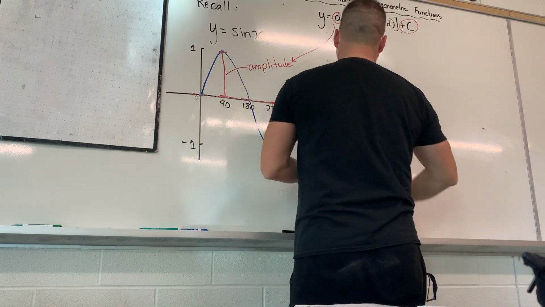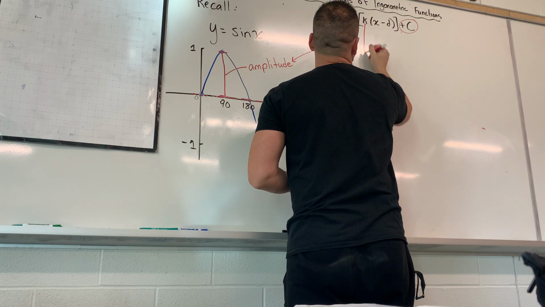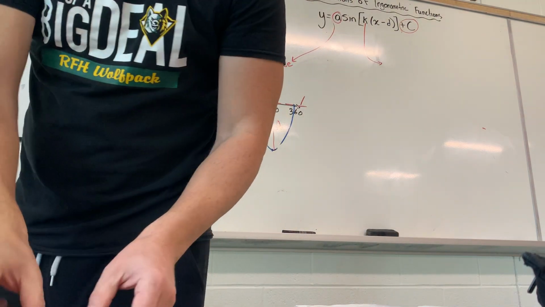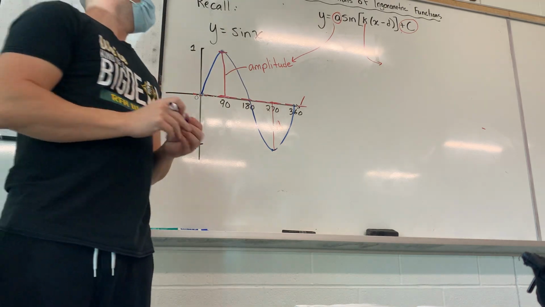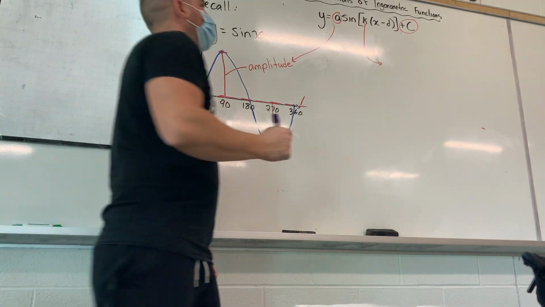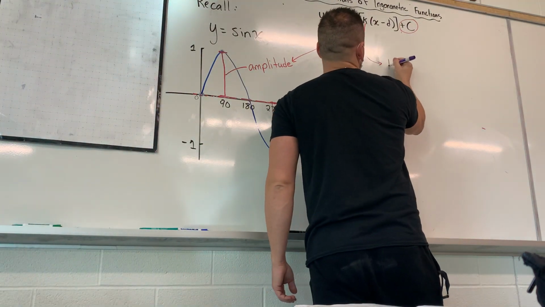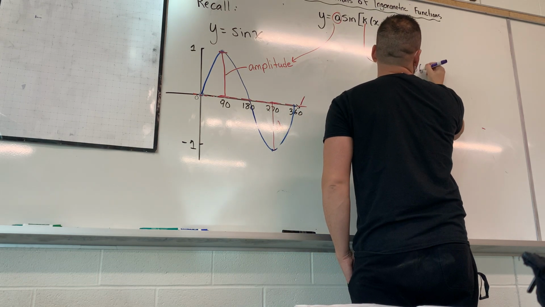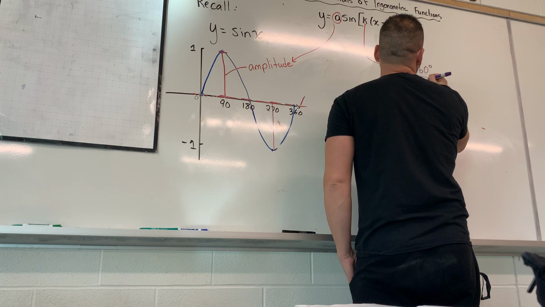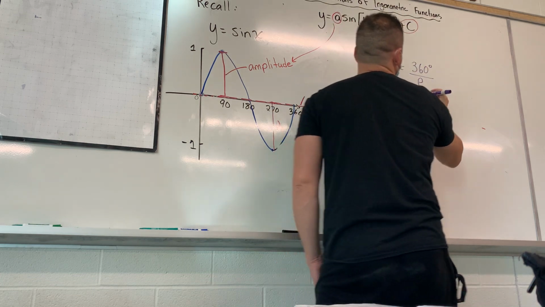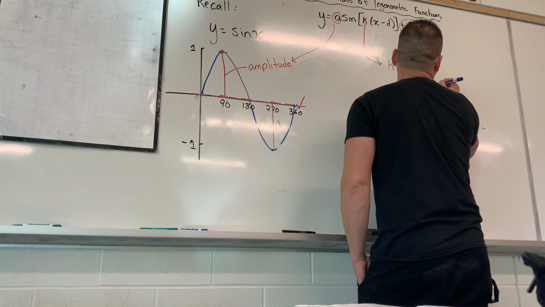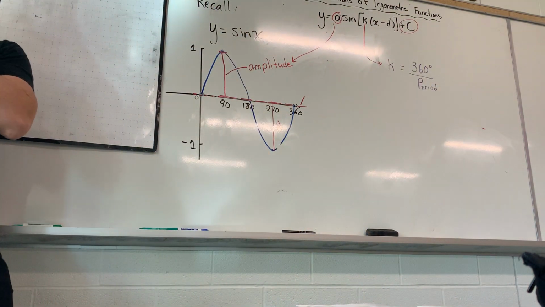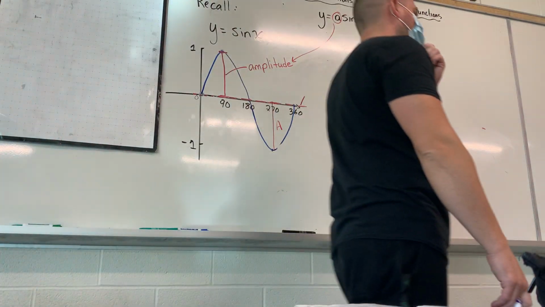Let's get to something else, so the K value. Okay, so the K value is still your horizontal stretch or compression, but to calculate the K value in the equation, it is 360 degrees divided by your period. So if you want to find your K value, you take 360 degrees and you divide it by your period.